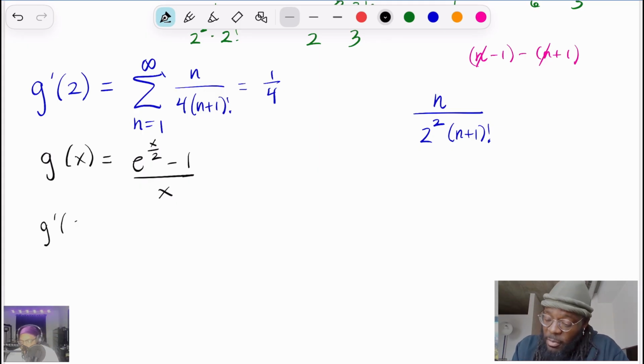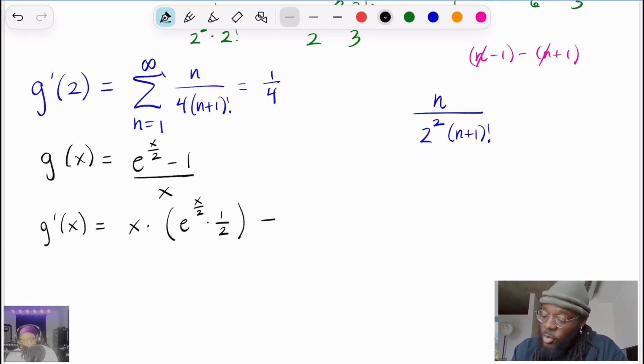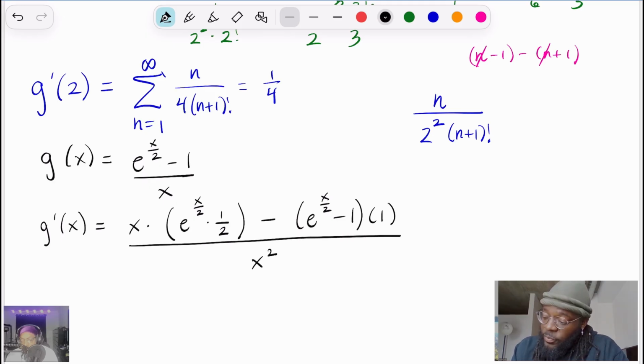So g prime of x is low d high. So low is x times the derivative of the numerator, which is going to be e to the x over 2, but then the chain rule says times the derivative of the exponent, which is 1/2, minus the derivative of 1 is 0, close parentheses, minus high d low, so the numerator, times the derivative of the denominator, which is 1, all over x squared.